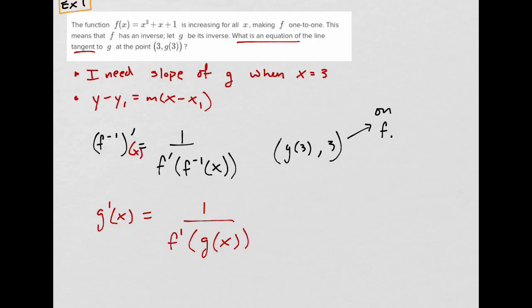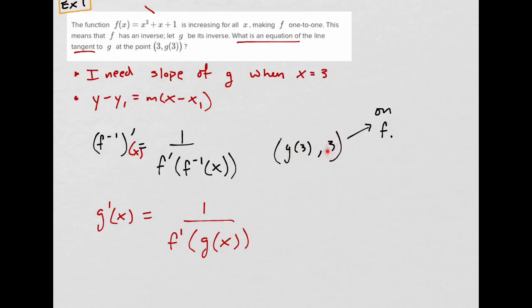I think the problem is, we might have to back up a little bit. I don't know what g of 3 is. If I did know what g of 3 is, I could just plug it into the formula, because I can easily find the derivative of f. Because I'm looking for the derivative of g, that will give me the slope, because I need the slope of g when x equals 3. So how am I going to go about finding out what g of 3 is?